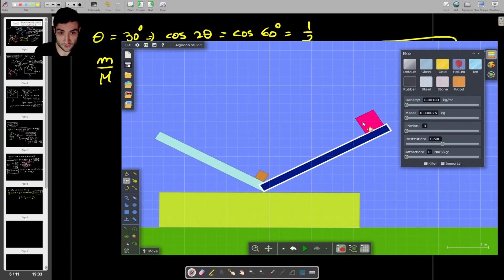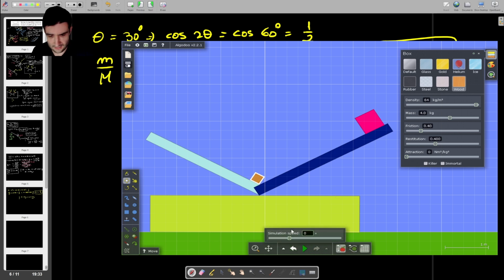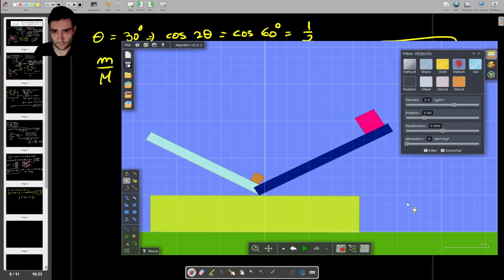And the objects: I have one object here which has a mass of 4 kilograms, and I have a small object which for now has a mass of 4 kilograms. According to all this theoretical analysis that I did, the moment I press play, the moment I run the simulation, and I'm doing this at a simulation speed of 0.3 for now, just to have time to absorb everything that's happening.